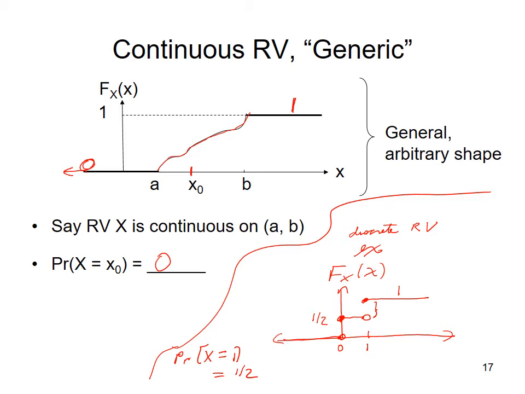So we were just saying that we were doing the example to show that for both a continuous random variable and a discrete random variable, the size of the jump is the probability. The difference is that up here, in the generic continuous case, there is no jump, so the probability of x taking any specific value turned out to be 0.